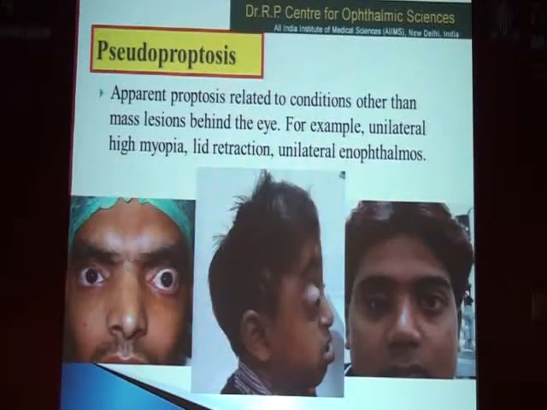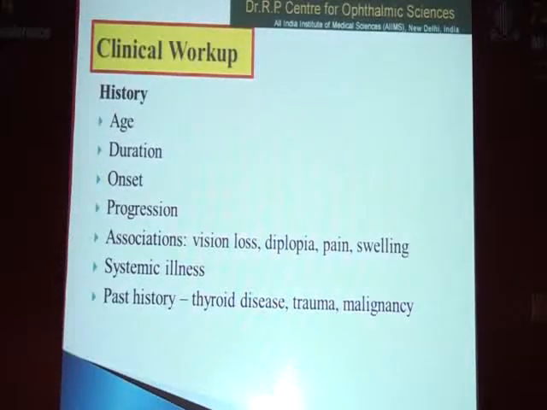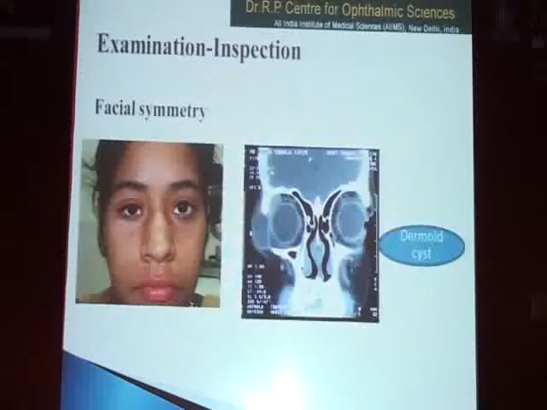Sometimes we have a pseudoproptosis, especially seen in cases with unilateral high myopia, lid retraction and unilateral enophthalmos. Now, in the clinical workup of a proptosis case, we should stress upon age, duration, onset, progression, any specific association with vision loss, diplopia, pain, swelling, any systemic illness along with that, and the past history of any thyroid disease, trauma or malignancy.